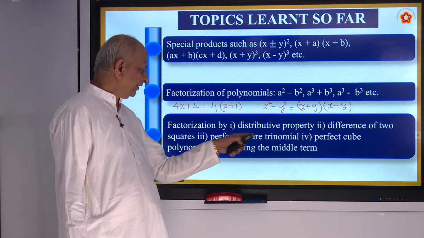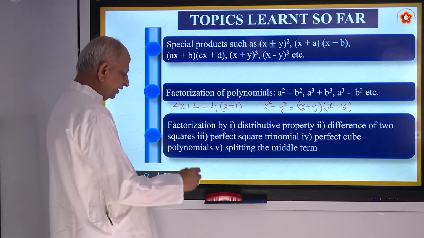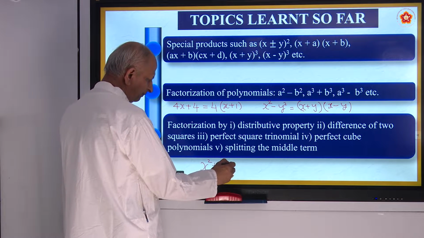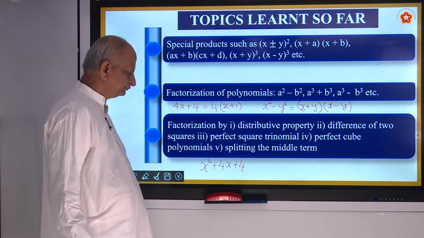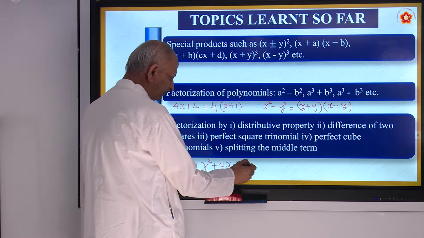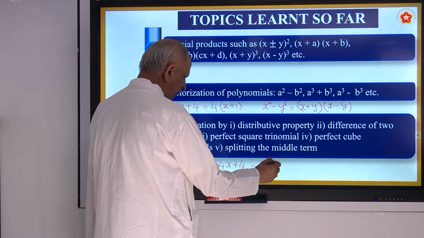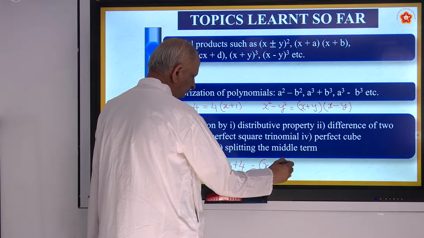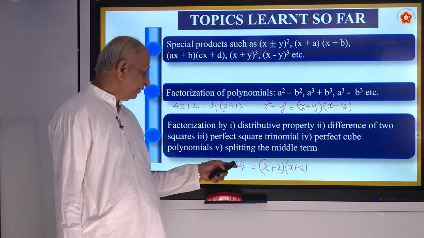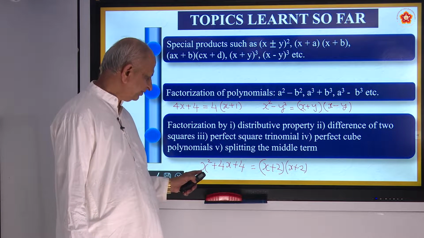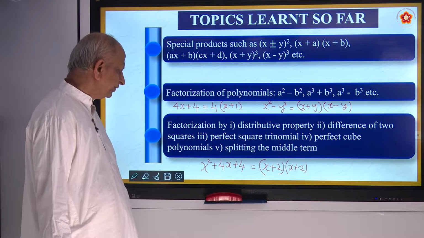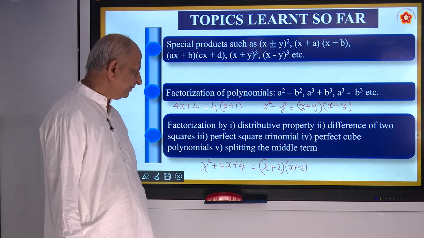Then perfect square trinomials like x squared plus 4x plus 4. It is a perfect square. It is called trinomial because there are 3 terms. Here this 4 represents, so this will be nothing but x plus 2 into x plus 2. They are the factors of this. And 2 is the square root of 4, x is the square root of x squared, okay. That is perfect square trinomial.